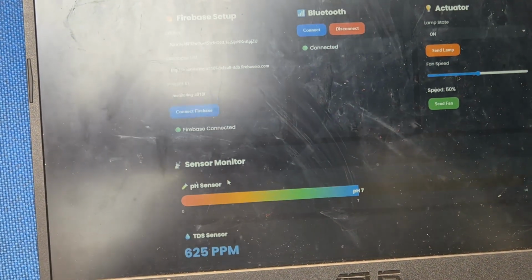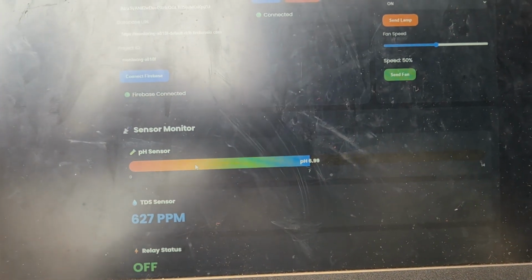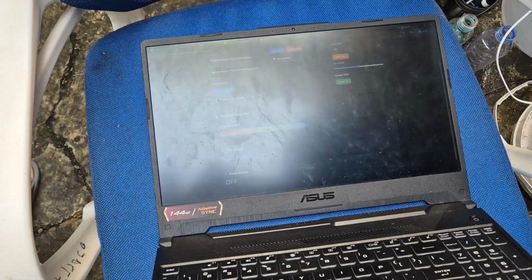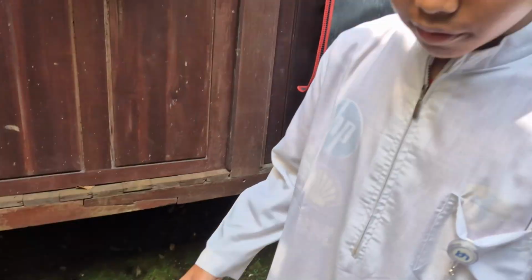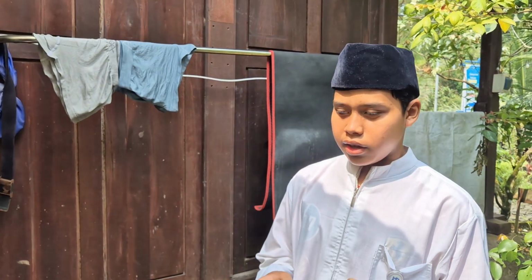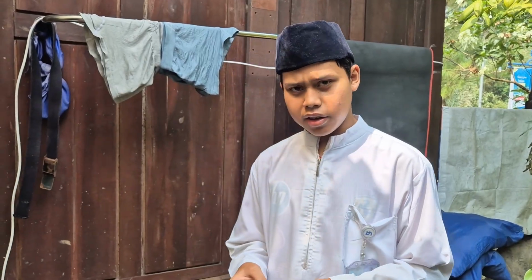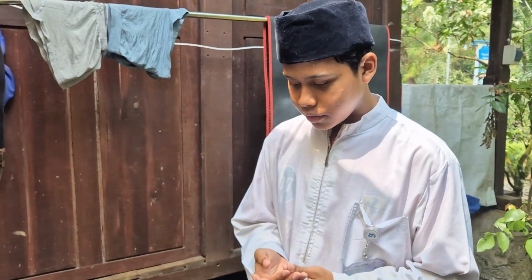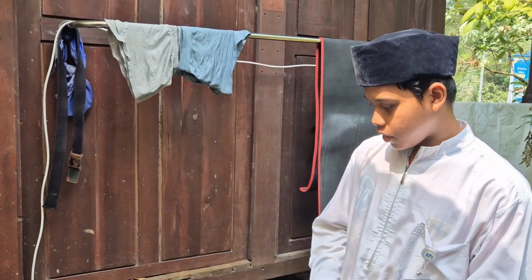The function of the pH sensor is to check whether the water is healthy to drink or not, and the TDS sensor checks whether the water is good or not. If the water is brown, the number will become higher, and if it is brighter with no color, the number will be lower.